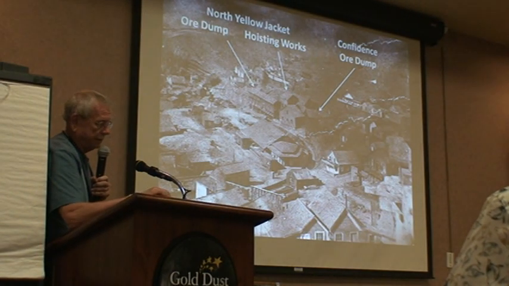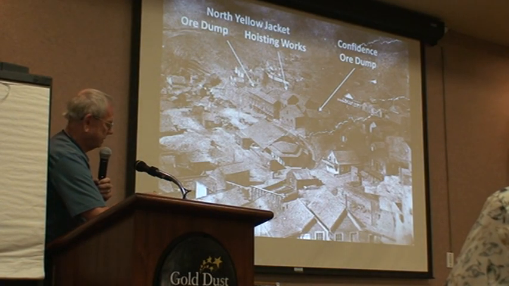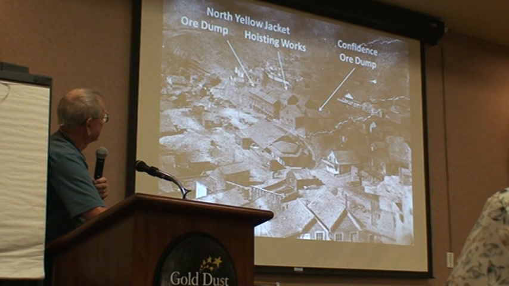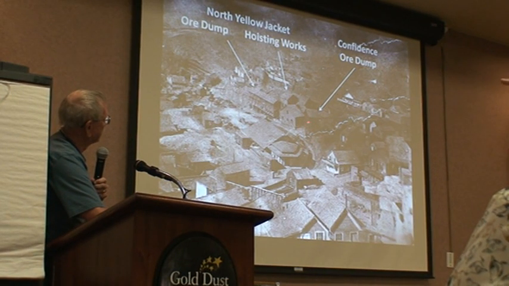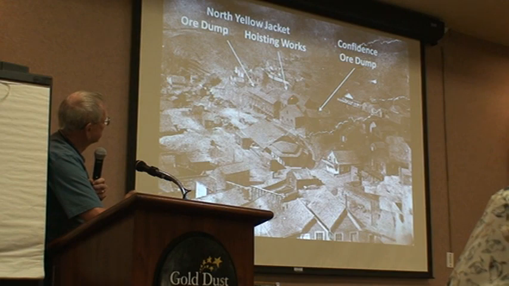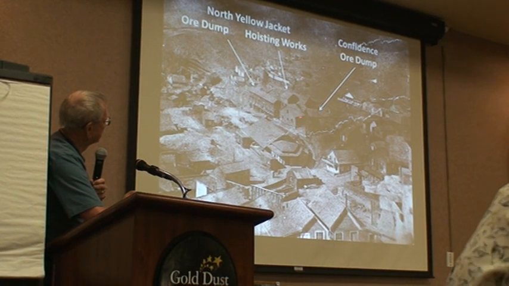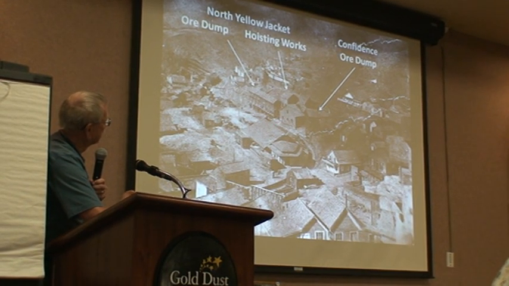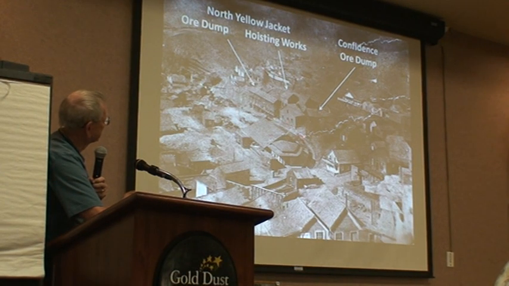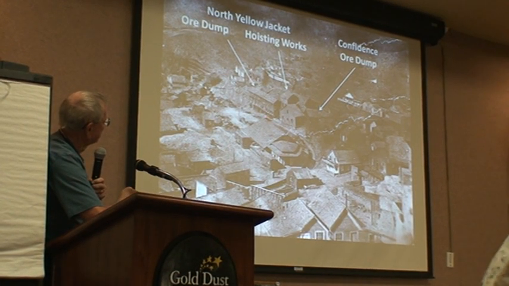This is 1876, 1877, but it's the only picture we have of the Confidence mine dump right here. It's a single spout little deal, and the mine's way back here. Here is the North Yellow Jacket ore dump with the mine behind it. This building was actually out here, and it had to be taken apart and moved back up the hill to make room for the railroad to thread its way through here.